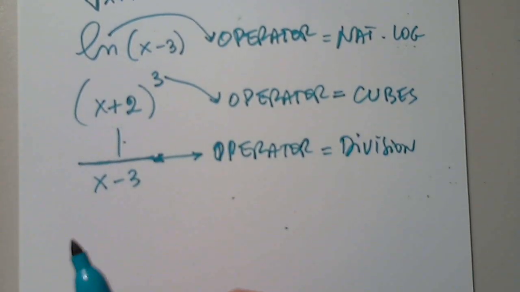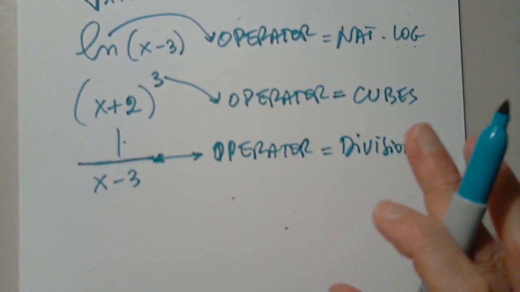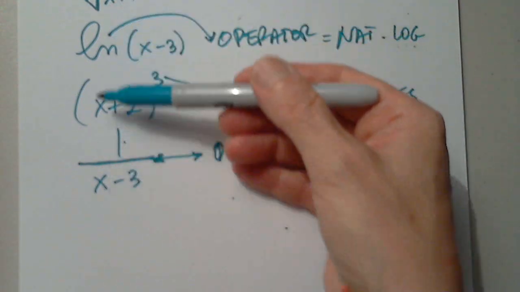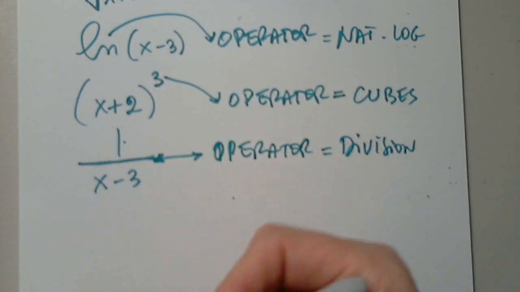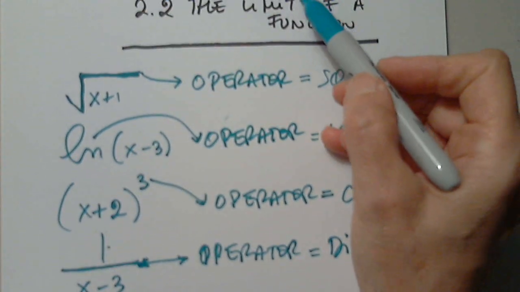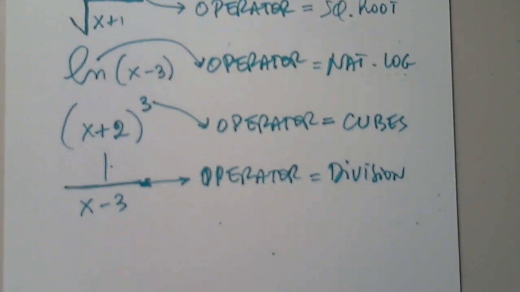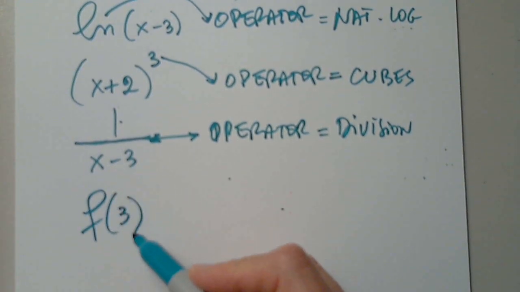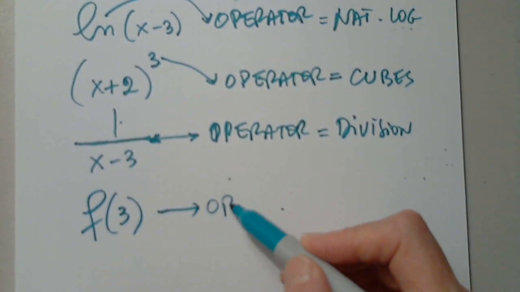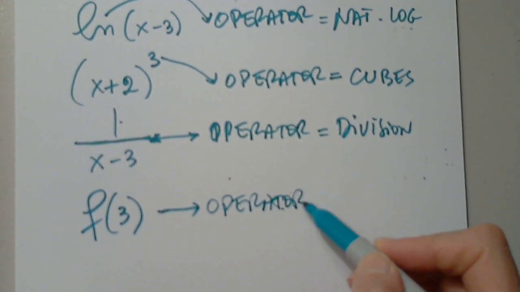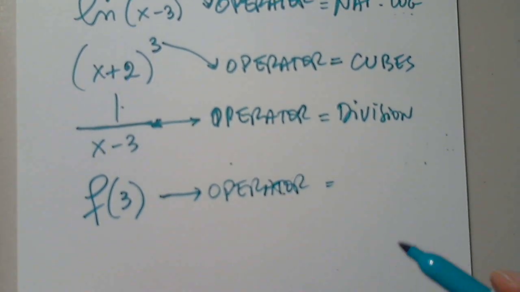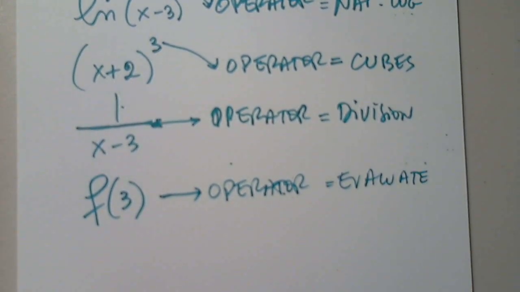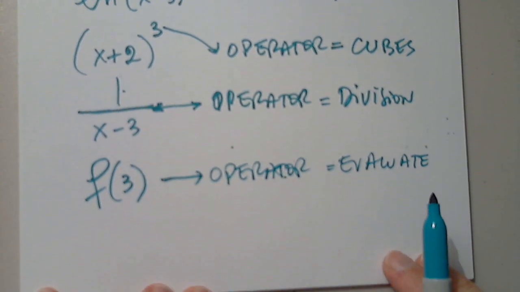Okay, now I want to add another operator that we have never discussed before. You may have seen it, but these are very clear. These come from algebra and pre-calculus. But now we're going to talk about this operator. One more quick question. If I want to ask you what is f of 3, what operator is this? It's called evaluate. Evaluate the function at 3.